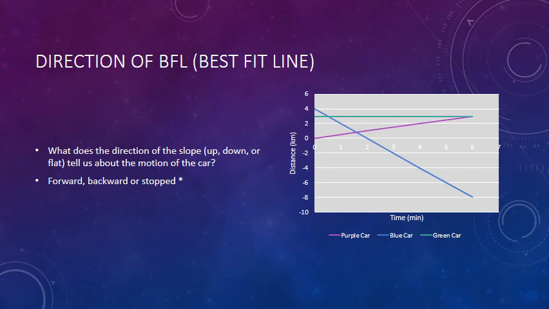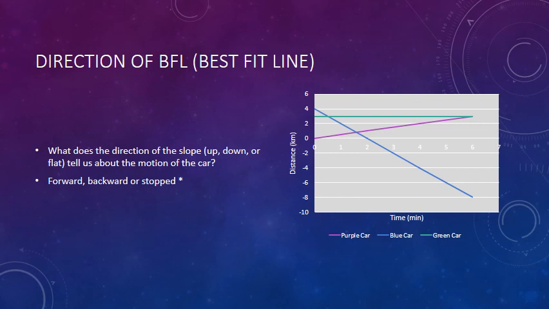In contrast, the blue car, which goes from a distance of 4 kilometers to a distance of -8 kilometers, is headed in the opposite direction. So sometimes we say it's going backwards in contrast to the purple car, but the truth is it could be pointed in that direction. It's just moving in the opposite direction.